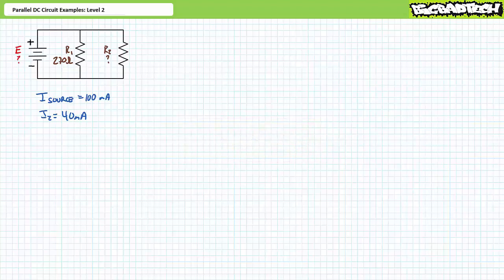Our first illustrated example features an unknown voltage source providing 100 milliamperes of source current to a parallel combination of R1, a 270 ohm resistor, and R2, a resistor of unknown magnitude. The only other additional piece of information we're given is that I2 is 40 milliamperes.